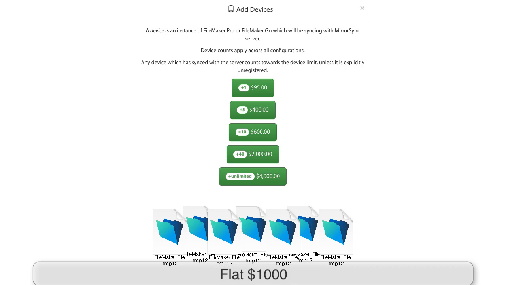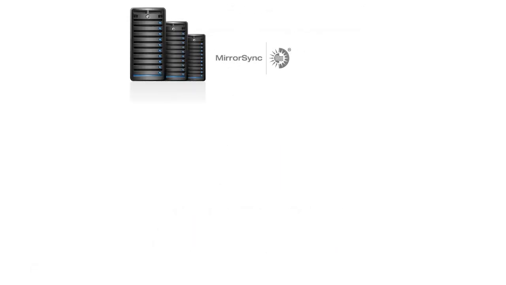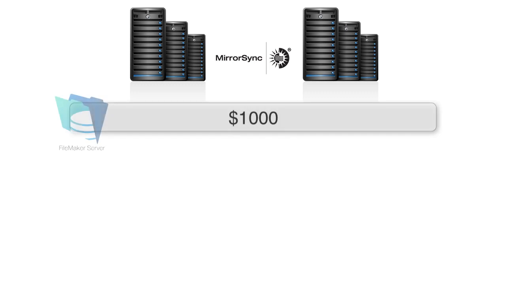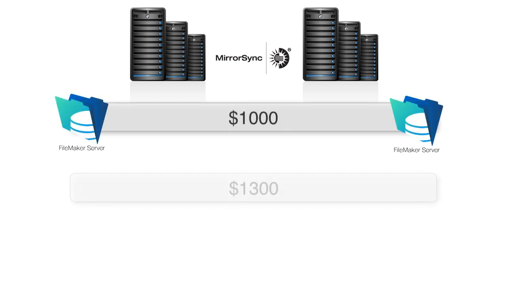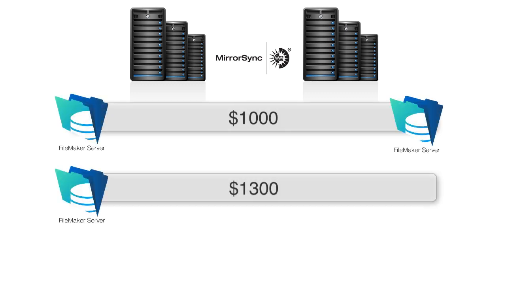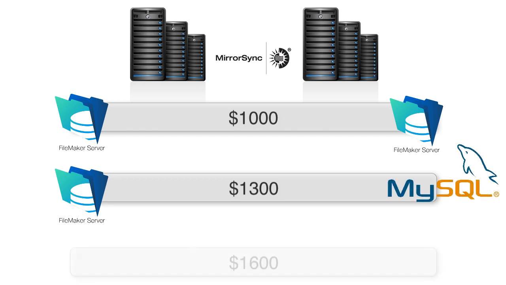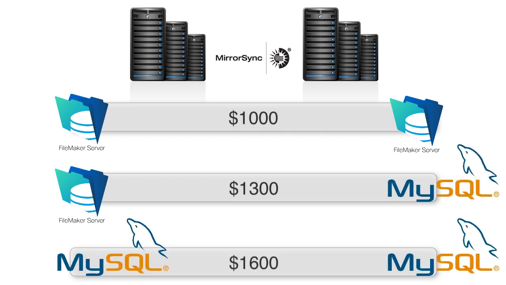There you go. That's your wide open, unlimited open bar. There's also different licensing for server to server. That ranges from $1,000 for syncing a single FileMaker server with FileMaker Server, $1,300 for FileMaker Server to a SQL database such as MySQL or Oracle, or $1,600 for syncing 2 different SQL databases together. So that's the licensing model in a nutshell.